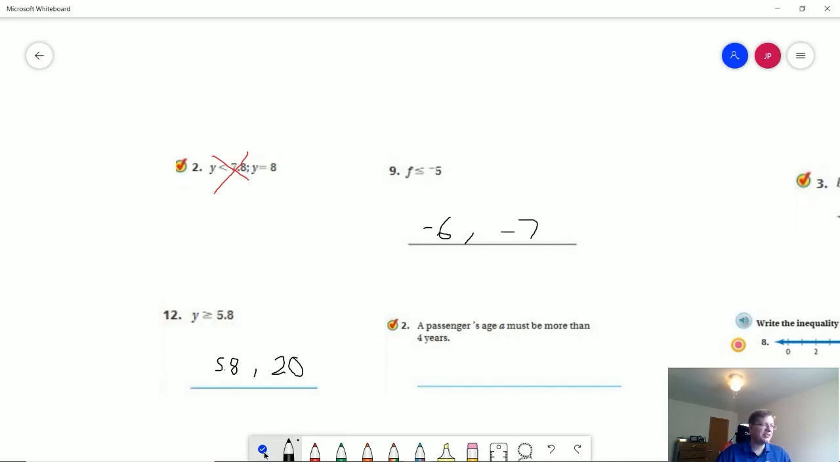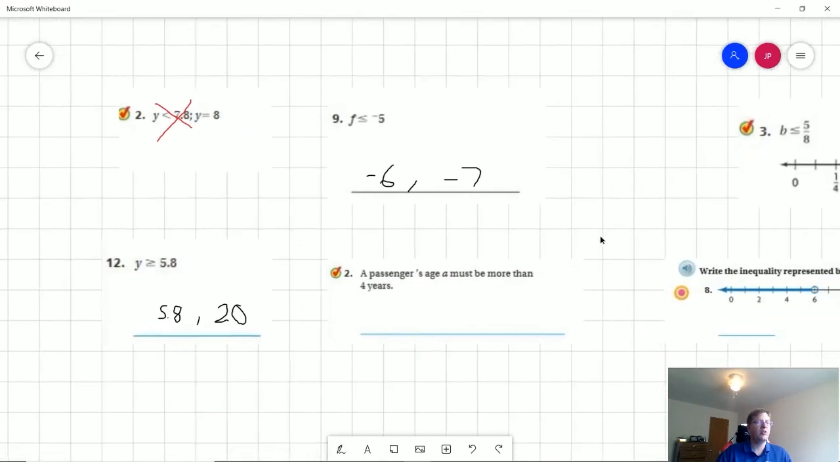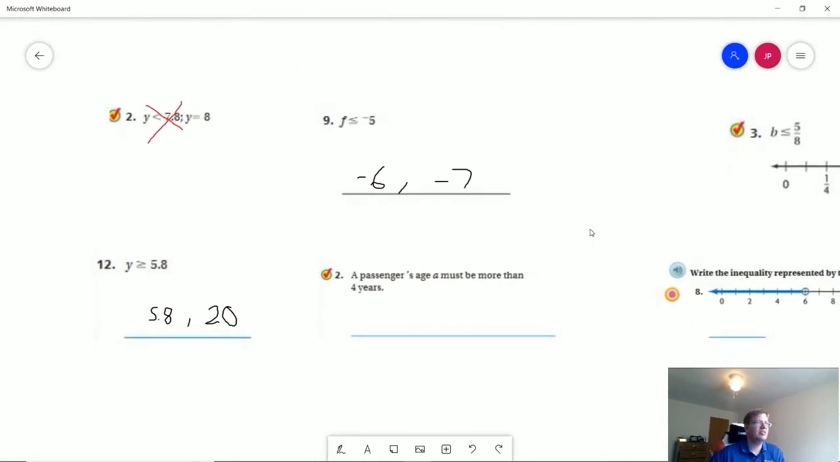We are also going to see these in word form, and they may ask you to give an example of an inequality in word form that is written like something up here. So for this one, a passenger's age, which is listed as A for the variable, must be more than 4 years. So we would say A is greater than 4.